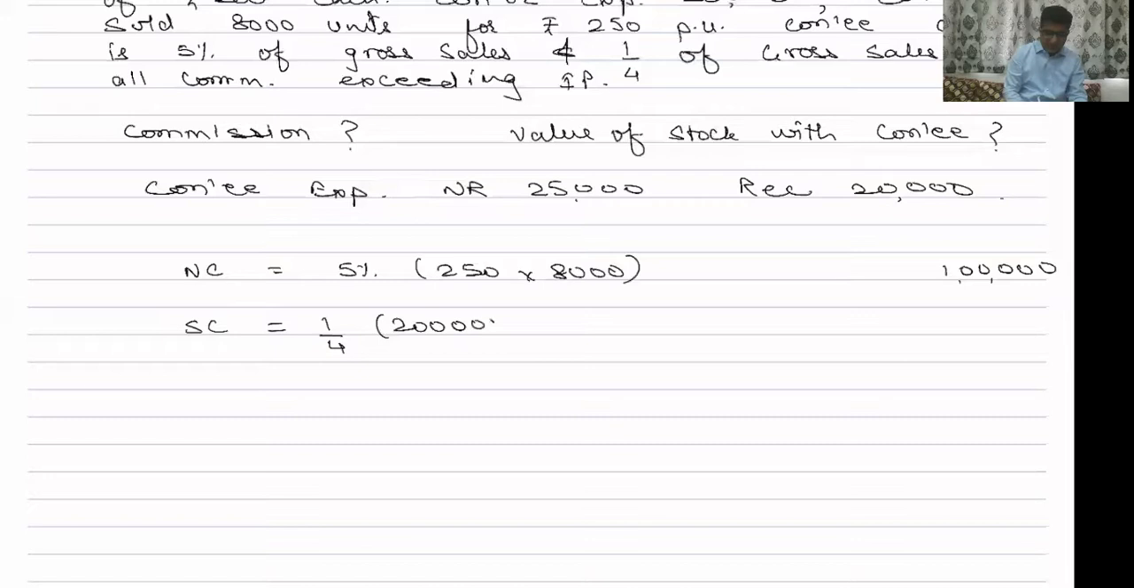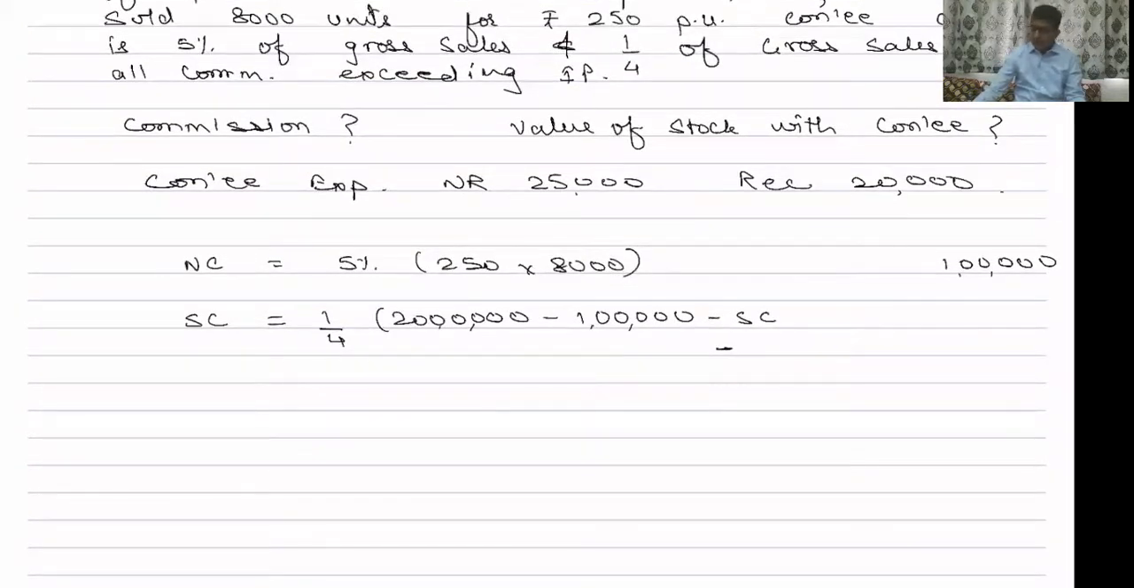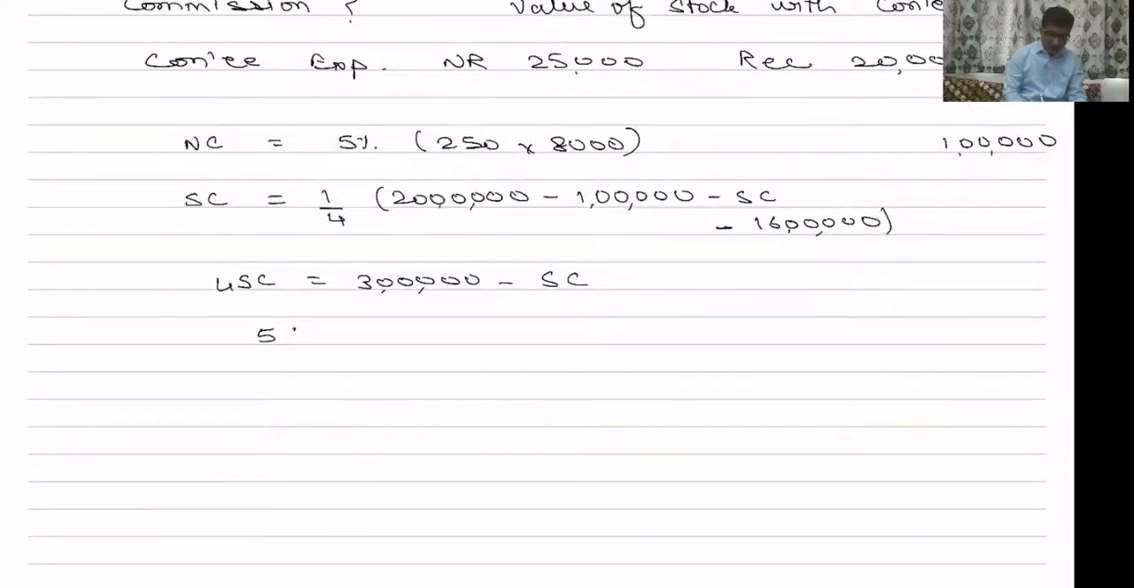Whereas my special commission is 1/4 of 20 lakh, that is sales, less normal commission, that is 1 lakh. Sales less all commission is what they have said. So 20 lakh minus 1 lakh normal commission minus special commission, which we have not yet calculated, less the invoice value. Invoice value is 200 per unit into 8,000 units sold. That is 16 lakh. Yes or no? So my 4 special commission is equal to 3 lakh minus special commission. 3 lakh कैसे आया? 20 lakh minus 1 lakh minus 16 lakh. That comes to 3 lakh. Correct? Or 5 special commission is equal to 3 lakh. Therefore, special commission is equal to 60,000.